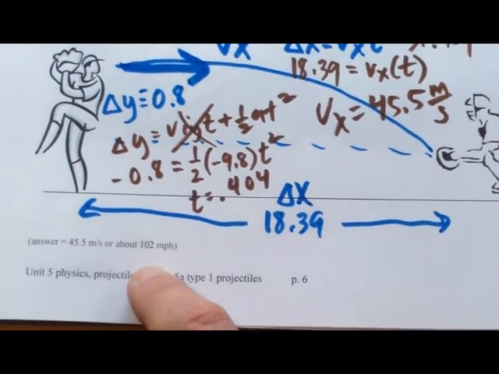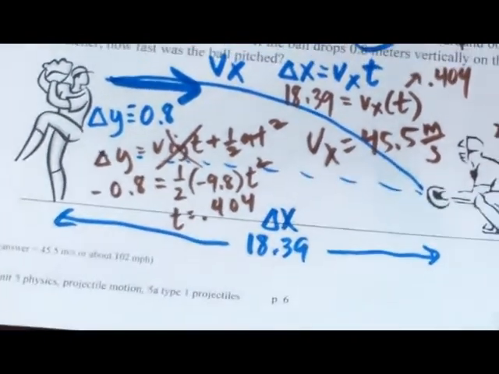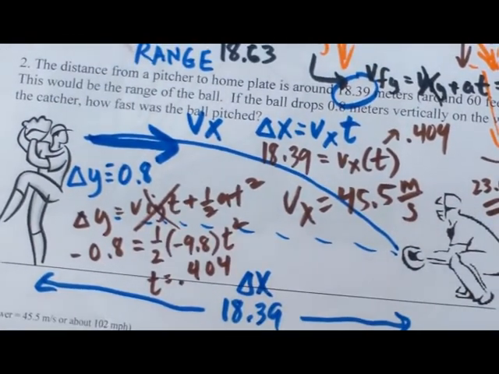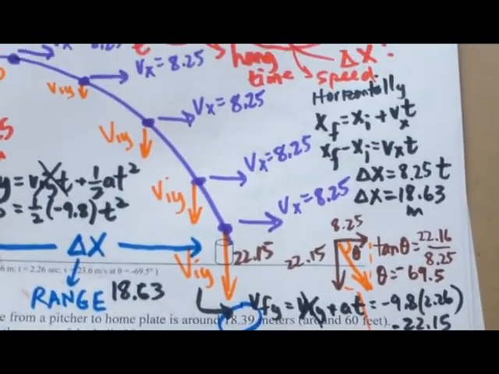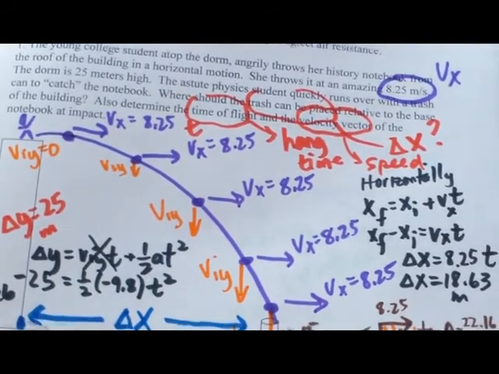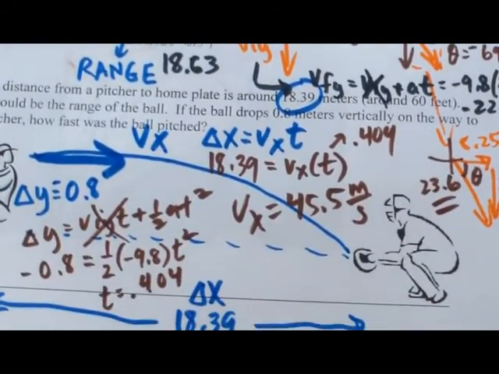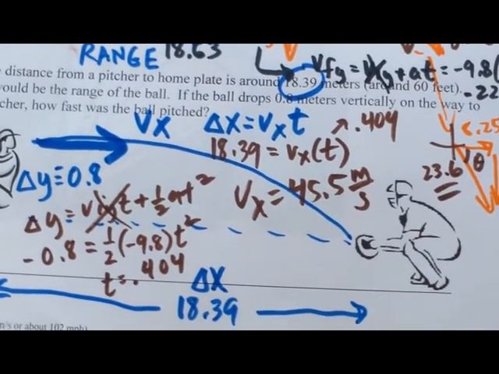All right. Hey, this is kind of the way we do type 1 projectiles, all right? Now, they look complicated. Well, they are kind of complicated, okay? We're going to do some more practice, though, because you definitely need more practice, don't you?